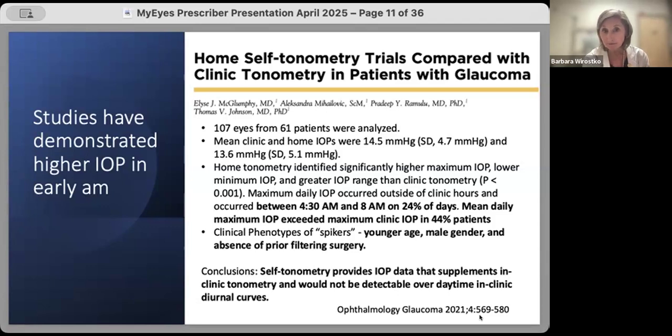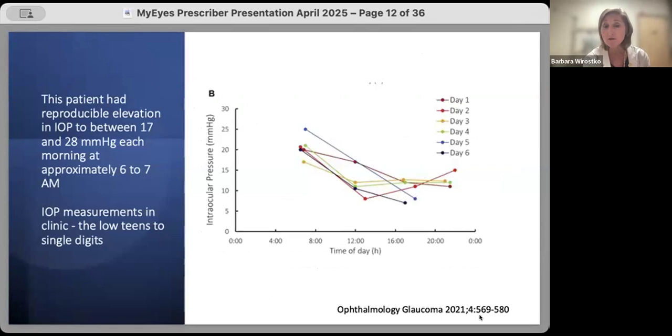Next slide. And this is some of the data that they found. So this is one particular patient. This was published in Ophthalmology Glaucoma in 2021. And the patient had reproducible elevation, and you can see over the span of a week, every morning, early waking hours between 6 and 7 a.m. And then by the time they would come into the office, they would be dropping down into the teens. So their fluctuation was anywhere between 17 and 28. That far exceeds that 8.5 millimeter delta that the SIGIT study showed actually could be linked to progression. Next slide.